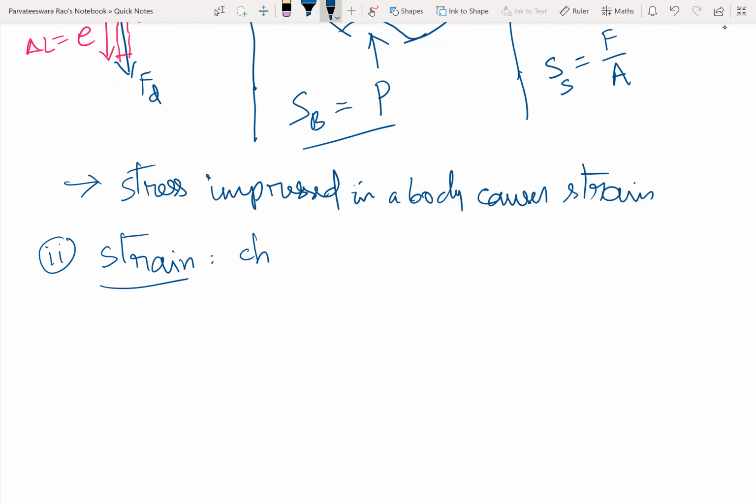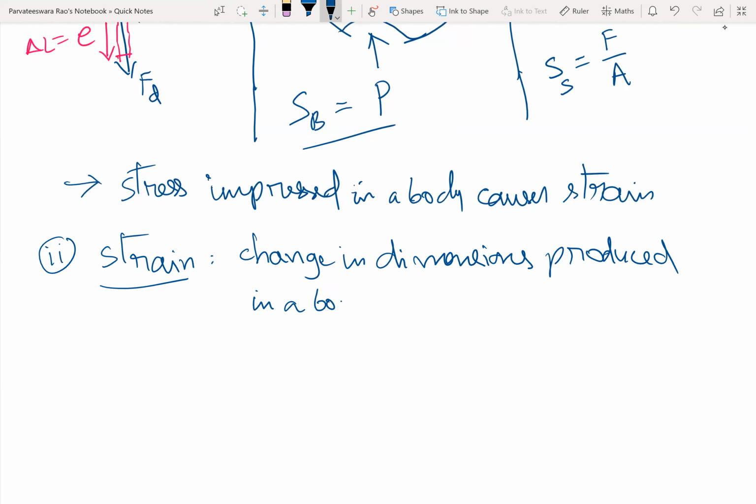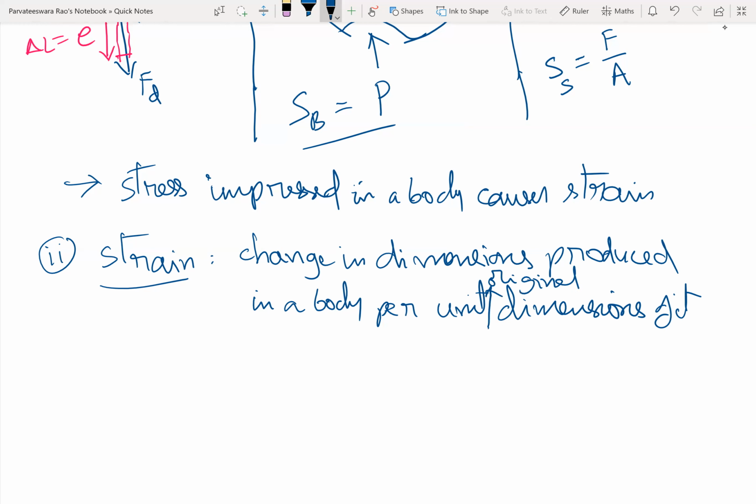Strain means the change in dimensions produced in a body per unit dimensions of it. So that is the definition of strain. I repeat. The change in dimensions produced in a body per unit original dimensions of it is called the strain.